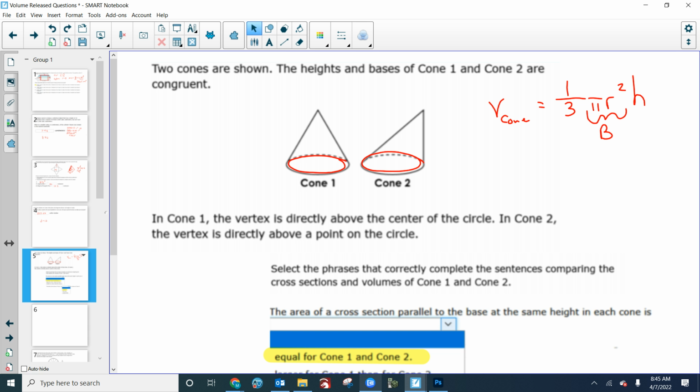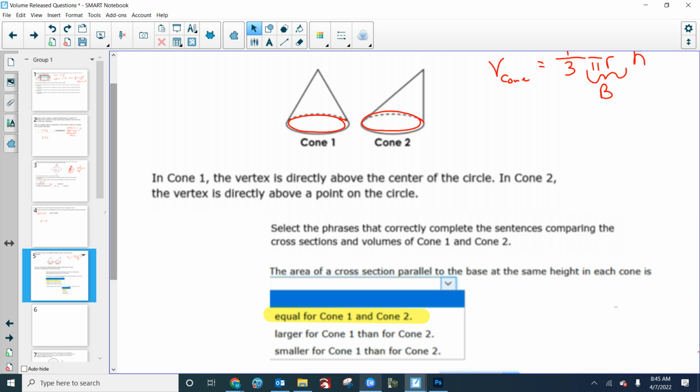And so now we're moving on to the next part of the question. In cone 2, the vertex is directly above a point on the circle. Okay. Well, isn't this directly above the center of the circle? So what do you notice about the heights? Because we all agree, 1/3 doesn't change. Capital B is the same for both cones, yes? So the volumes are going to be the same if the heights are the same.